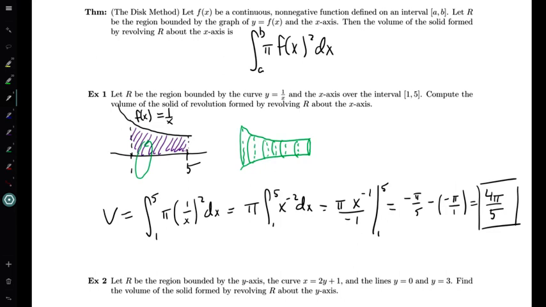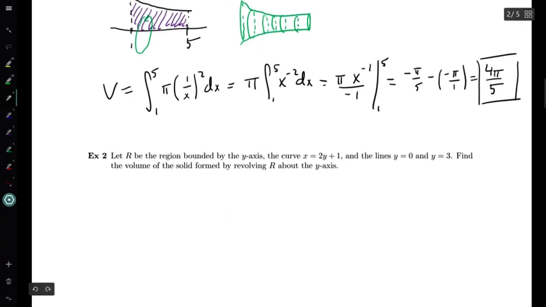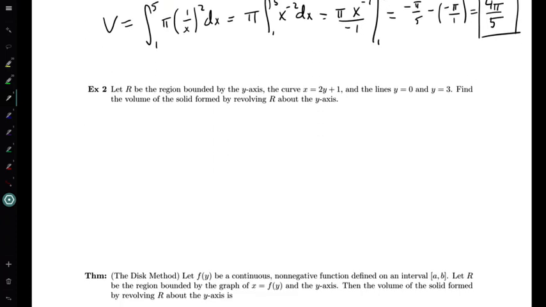Of course, the x-axis isn't the only axis about which we can revolve regions. We could also revolve them about the y-axis. So let's look at an example problem in which we do that. If R is the region bounded by the y-axis, the curve x equals 2y plus 1, and the lines y equals 0 and y equals 3, we want to find the volume of the solid formed by revolving R about the y-axis this time. So a slightly different setup here, but it's symmetric to the case in which we're looking at revolving things about the x-axis.